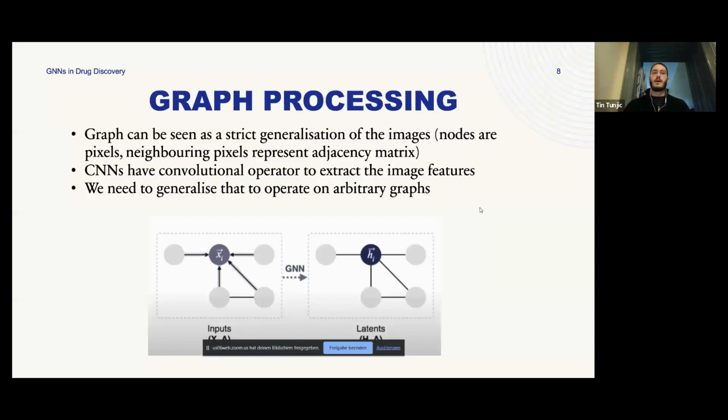On the bottom, you can see one node. This is x_i, and its neighboring nodes, which are gray. And you can see these straight lines, right? Those are the information coming from its neighboring nodes. Then when we provide this to the graph neural network, we obtain a latent representation of that node, which is h_i instead of x_i.